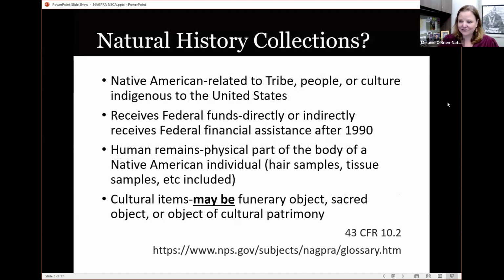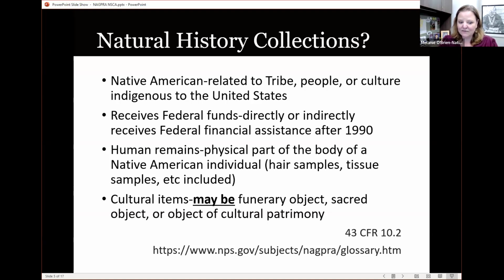So what does this have to do with natural history collections? Well, you may be thinking it has very little to do with natural history collections. However, as the previous slide stated, there is an obligation for museums, as it's broadly defined, to ensure that they are making information available about any Native American human remains or cultural items in their collections. So regardless of what the title of the museum is or what the focus of your collections are, there is an obligation, if you receive federal funding, to make information about any Native American items or ancestors in your collection available.